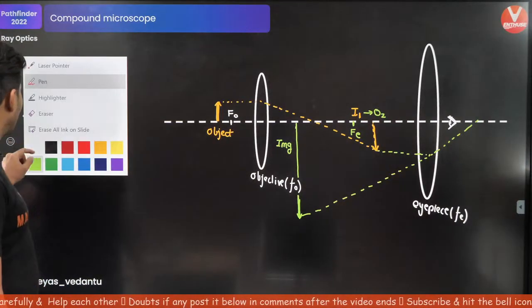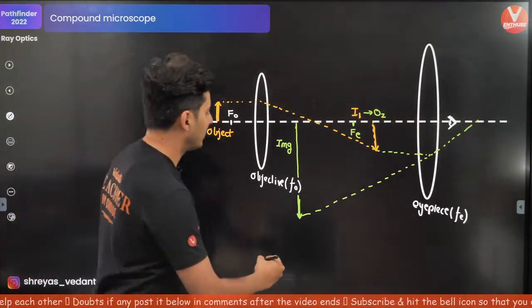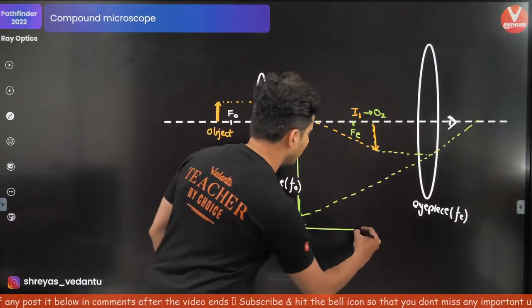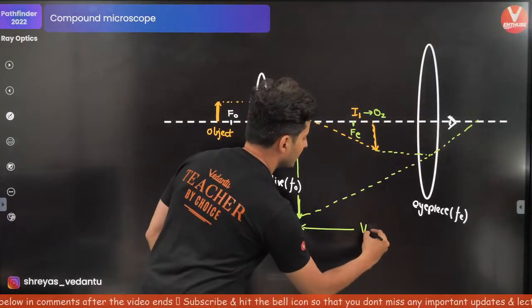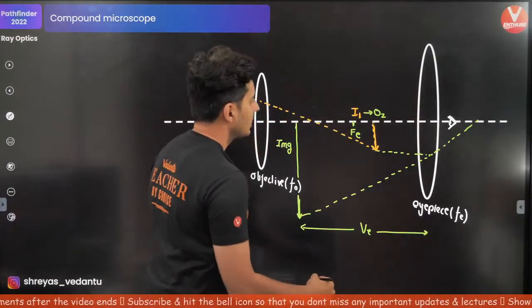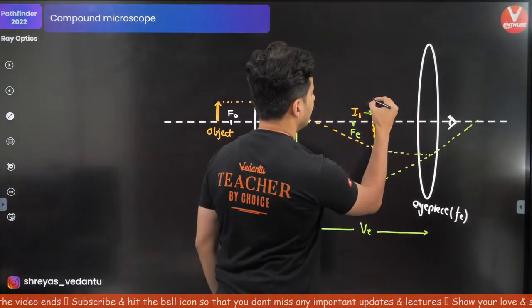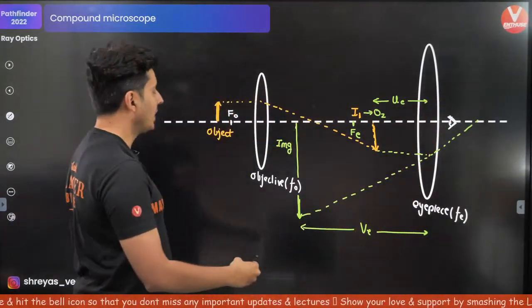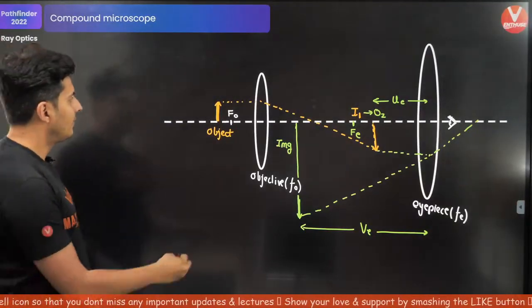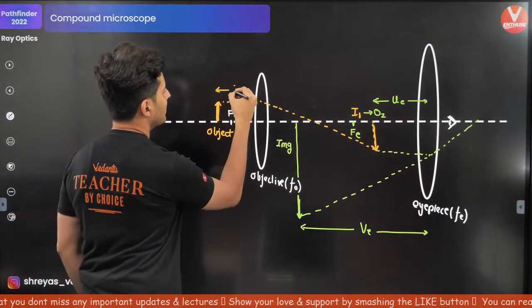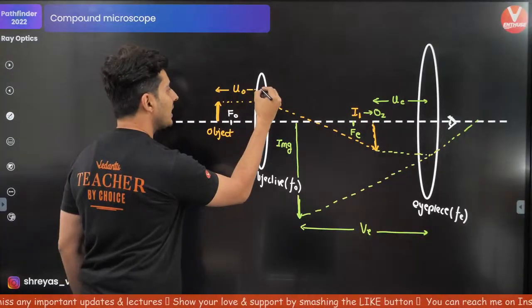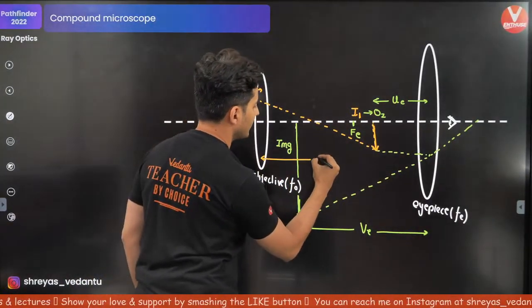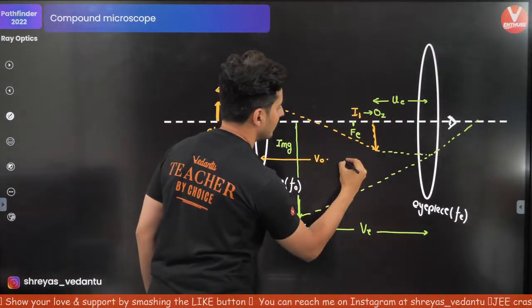Let me also start marking all the distances now. It's a good time to mark the distances. This distance over here will be called the image distance for the eyepiece. Then this distance over here will be called the object distance for the eyepiece. Then you have this distance over here, which is the object distance for the objective, and finally this distance, which is the image distance for the objective.